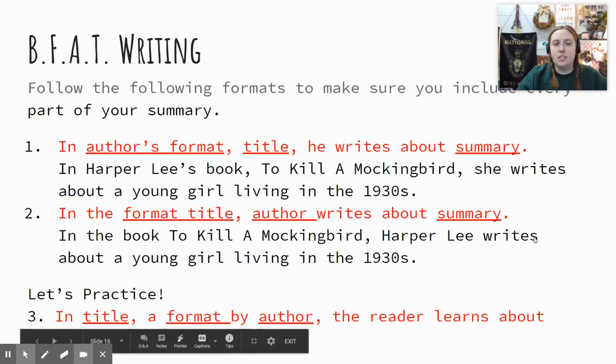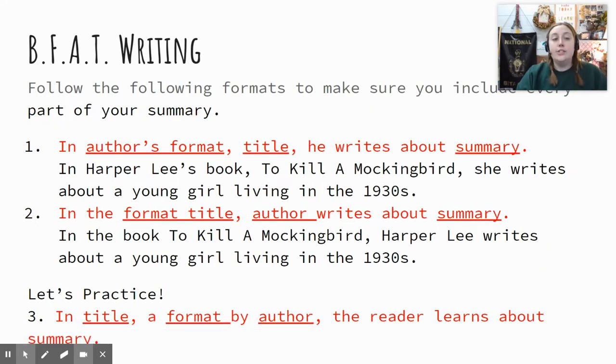All right, so now let's look at the BFAT. For the BFAT, this is sentences number 2, typically 2 to 4, of your introduction paragraph. So this is kind of like the meat of where you're getting most of your analysis from. Okay, so there are several different ways that you could format the BFAT section, and I'm giving you 3 different ones here. What you can see in red is the format that you can use. So you can say, in the author's name, and then the format that it comes in. So is it a play? Is it a short story? Is it a poem? Is it a novel?